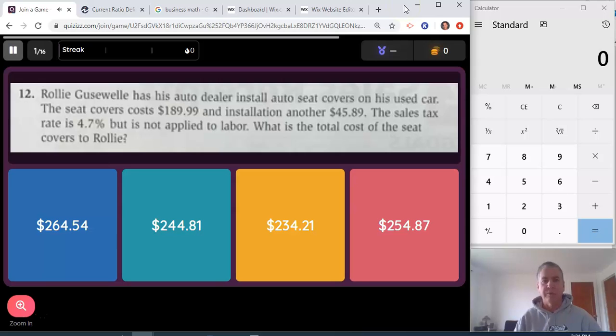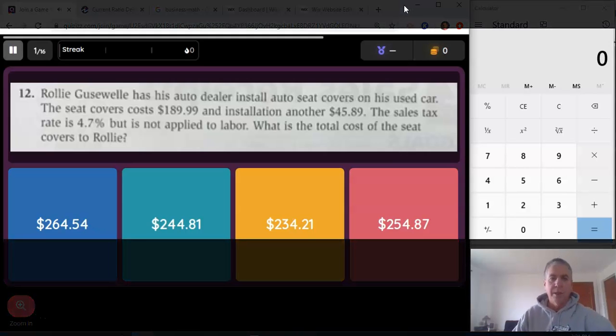So as I look at this, the first thing I would do is calculate the amount of sales tax. And so the problem tells us that the sales tax is not calculated on this $45.89 because this is a labor charge, whereas this amount here for the seat cover is the actual product. So that we will be paying the sales tax amount on, which is 4.7%.